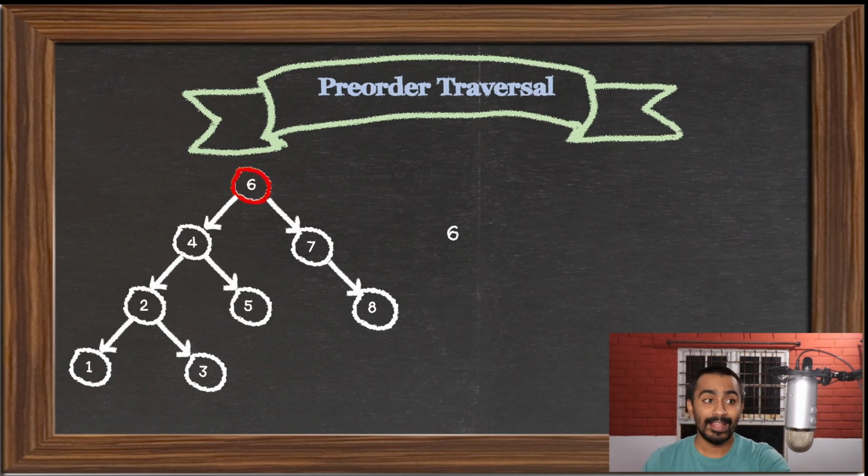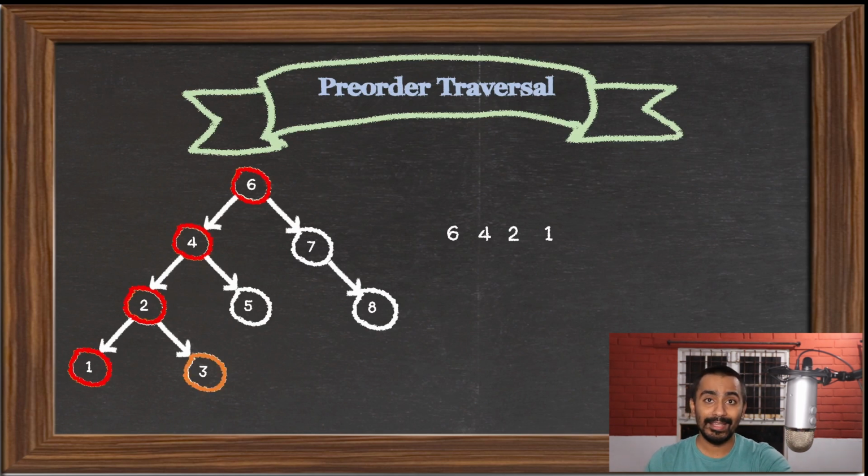Since we process the left subtree before processing the right subtree in preorder traversal, we move to node 4. Now we do the same thing repeatedly for all the nodes of the tree. So we process node 4 and then move to node 2, process node 2 and then move to node 1 and process it. Now node 1 is a leaf node as it doesn't have any children. So we come back up and move to the right node of its parent, which is node 3.